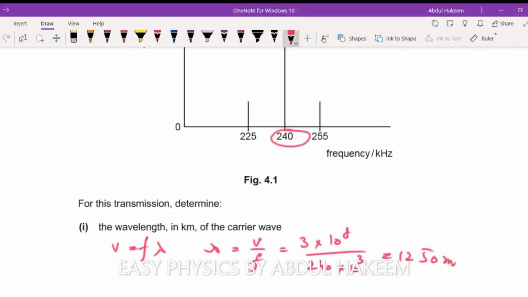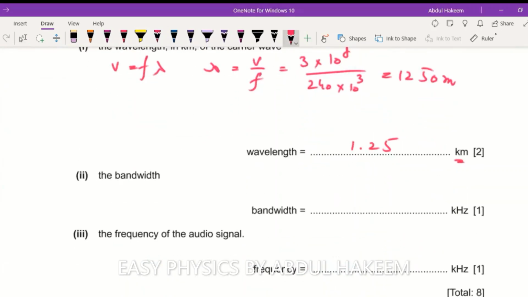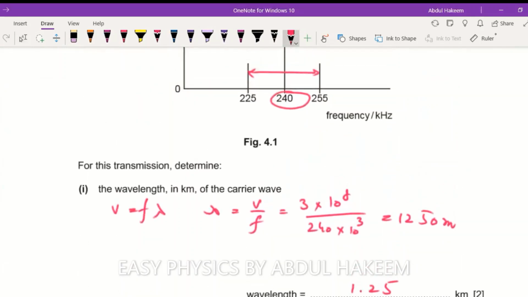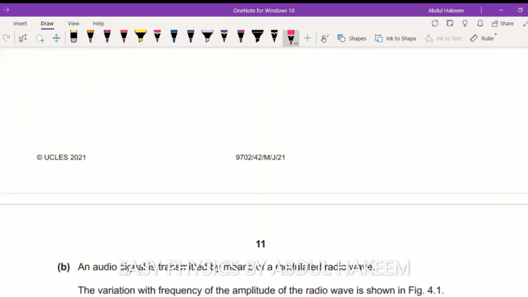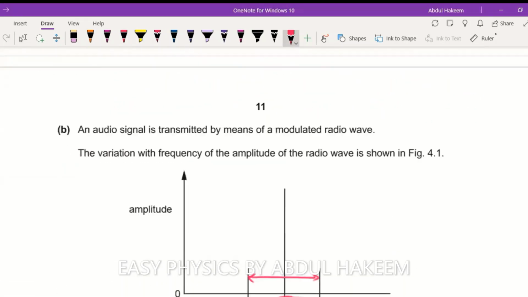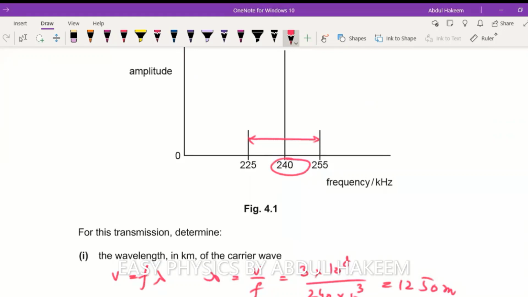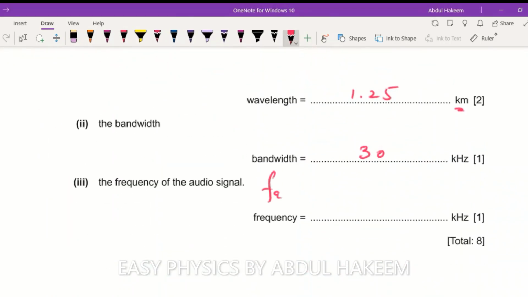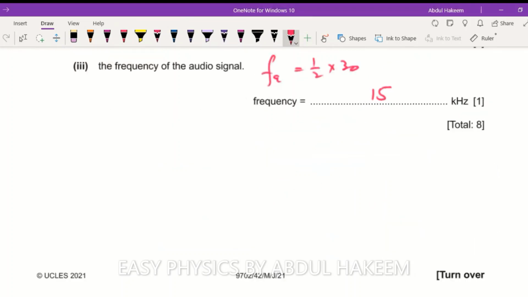The bandwidth, this is the bandwidth, this gap. So 225 to 255, this is 30 kilohertz. And the frequency of the audio signal, look, the bandwidth is equal to 2 times fA. So fA is half of this bandwidth. So it is 15 kilohertz.